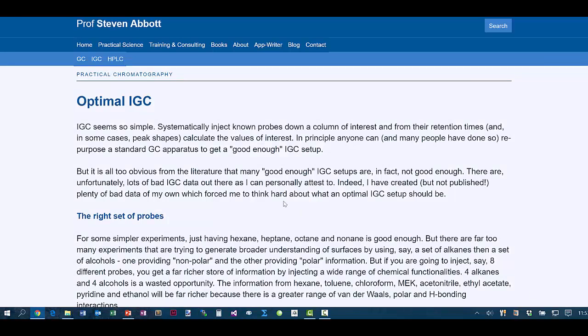So, what I want to describe is the optimal way to do IGC. It's very simple in practice, and in the apps I make it sound very simple. You just measure the retention times or you measure the peak width and all's fine. But I've looked at lots of IGC data, and although I'm not an expert, it's clear that a lot of published data is at best wrong and at worst awful. So we need to be able to do IGC in the best manner to get the best possible data.